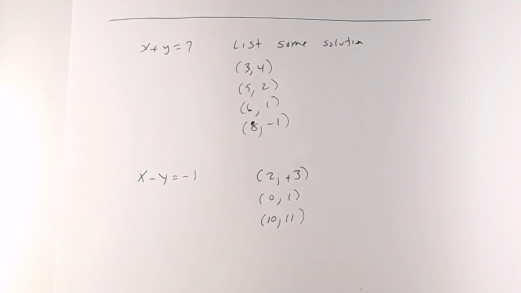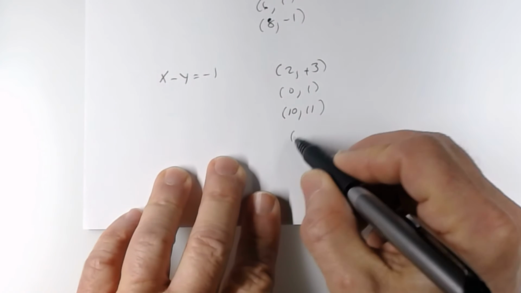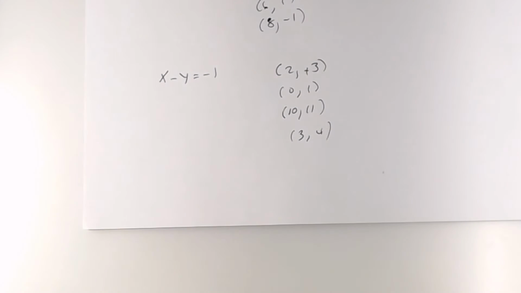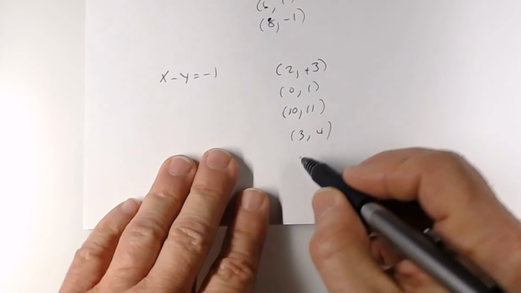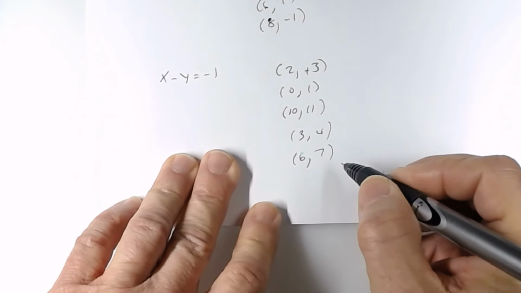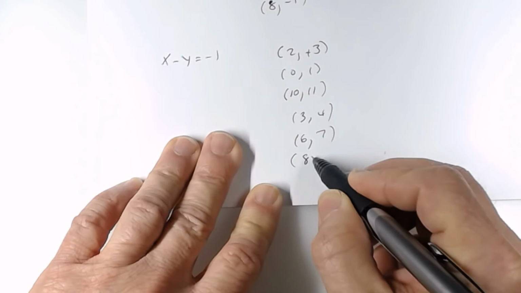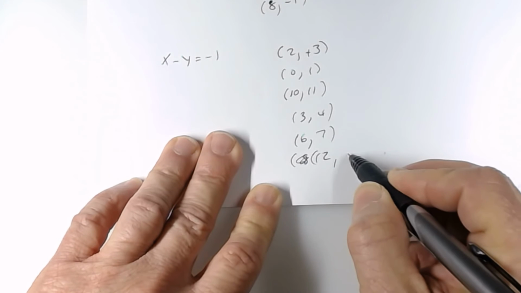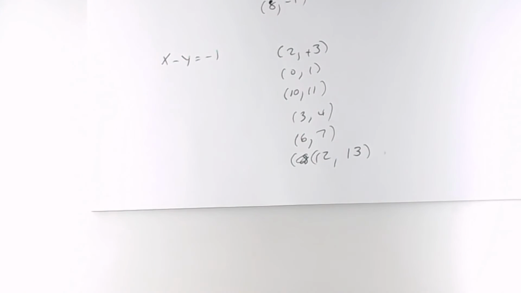Do y'all agree that 3, 4 is a solution? Yes? Because 3 minus 4 is negative 1. In fact, knowing that pattern, you can say if x is 6, then what should y be? No, not 5, because 6 minus 5 is 1. 7 is what I was hoping you would get. If x is 12, what's the other one? 13, because 12 minus 13 is negative 1. So they're given a number.